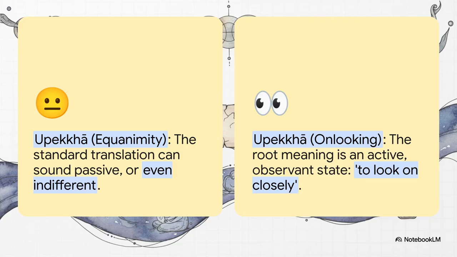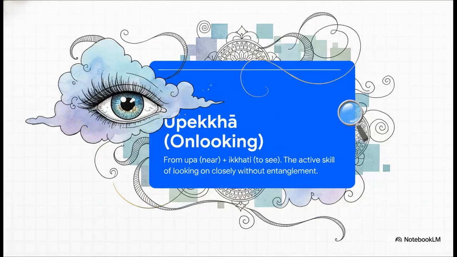All right, so let's use that same detective work on that third feeling, upekkha. Now, the usual translation is equanimity. And I don't know about you, but that word always sounded kind of meh. A little passive, maybe even like you don't care. But the root meaning, it's onlooking. Whoa, that's a completely different vibe, isn't it? And if you break it down, upekkha comes from upa, meaning near, and ikkati, meaning to see near. So this isn't about zoning out or being indifferent. It's the absolute opposite. It's the active skill of looking at something super closely, seeing it for exactly what it is, but without getting all tangled up in the drama. It's engaged, it's wise, it's powerful.